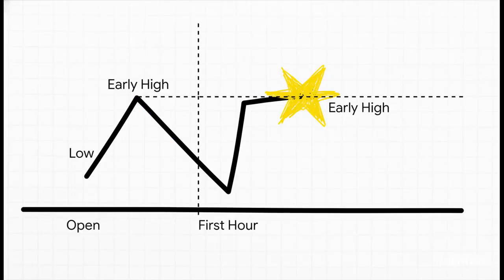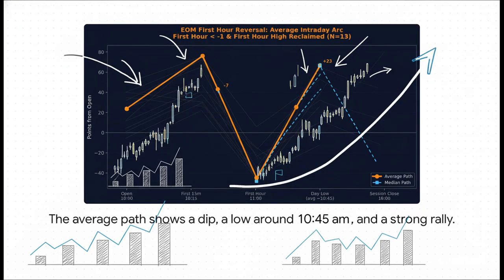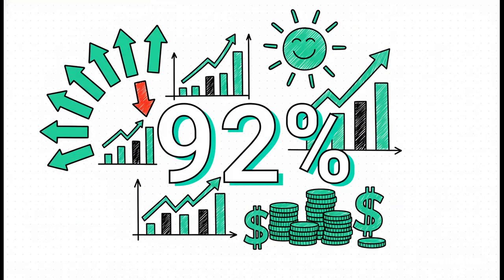All right, now for a really powerful intraday pattern, the first hour reversal. The name kind of gives it away. I mean, just look at that V-shaped recovery. The historical data on this one is pretty compelling. Get this, 12 out of 13 times this happened, the day ended positive. That's an incredible 92% hit rate.